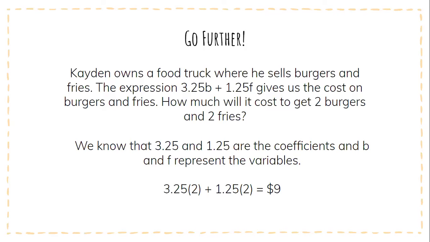So I plugged into my expression 3.25 times 2, so 2 B's because they wanted 2 burgers, plus my 1.25 times my 2 F's, which are fries, which will give me my answer. When I multiplied my 3.25 times 2 and my 1.25 times 2 and added those both together, that gave me a total of $9. So that's how we did our expressions with our go further section.